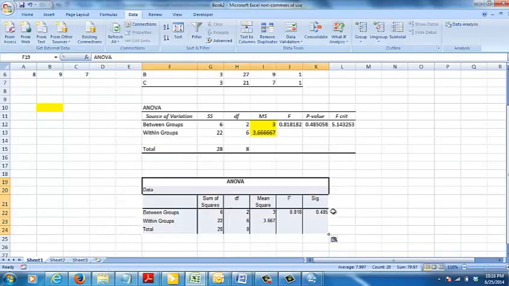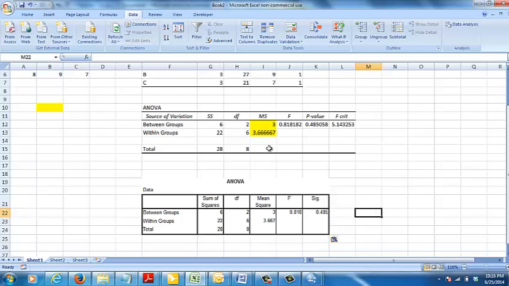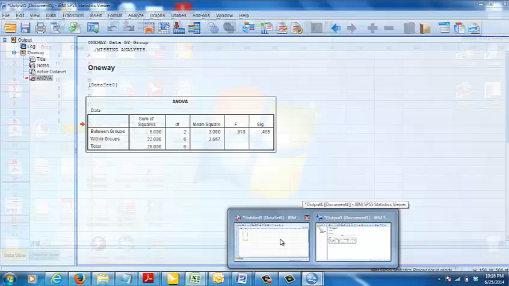So what you notice from Excel: 6, 6, 22, 22, 28, 28, 3, 3.6, 3.6, 0.8, 0.8. The P-value is the significance value in SPSS. They also give you the critical value in Excel, but not in SPSS. So you can come to the same conclusion using SPSS as well.